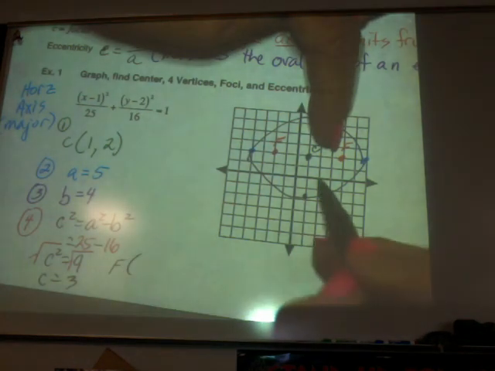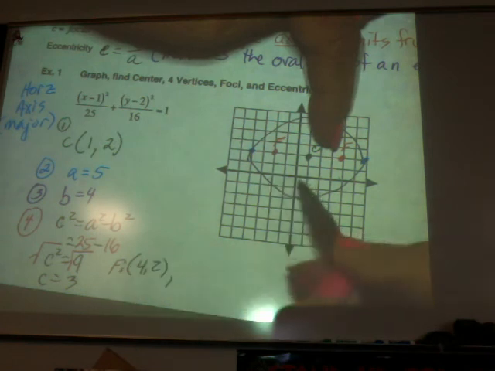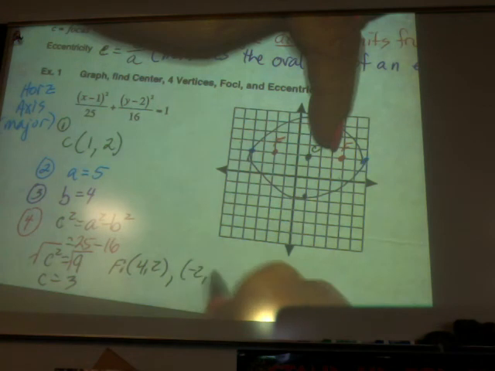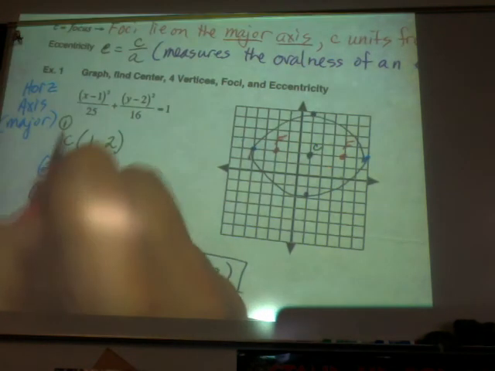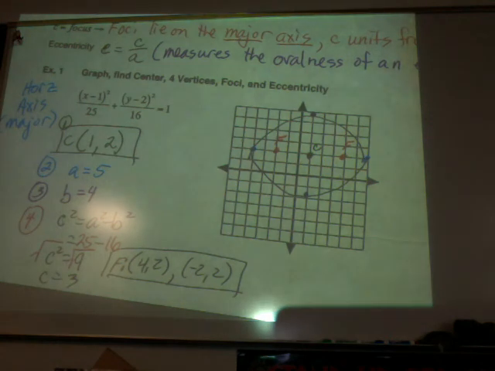So that's 1, 2, 3, 4, 2. And negative 2, 2. So there's our foci. We have our center. If they asked you to name the vertices, and just to be on the safe side, if I were you, I would name the vertices. Label those ordered pairs, especially when you're taking a quiz or a test. Then what's left?